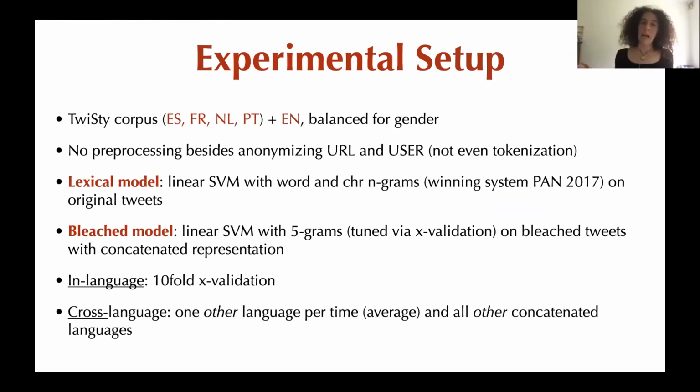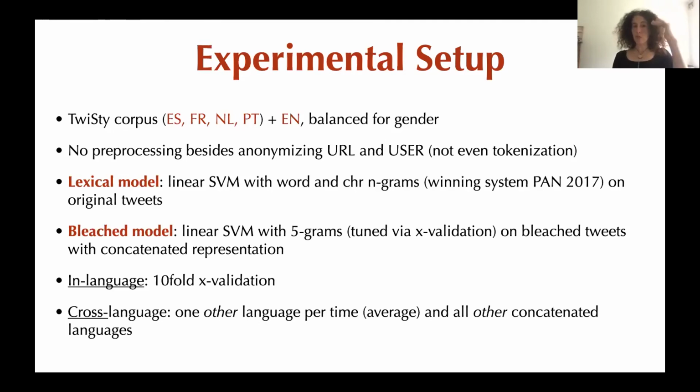We don't do any processing, basically, and we train two models. One is lexical, which is a linear SVM, the same model that I've been telling you about before, very simple. So that relies on lexical information. And the other one is a bleached model, which uses 5-grams, so basically the sequence of 5 bleached characters. We use a concatenated representation of all the different translations for each tweet, and we train a bleached model on it. I hope the setting is clear.